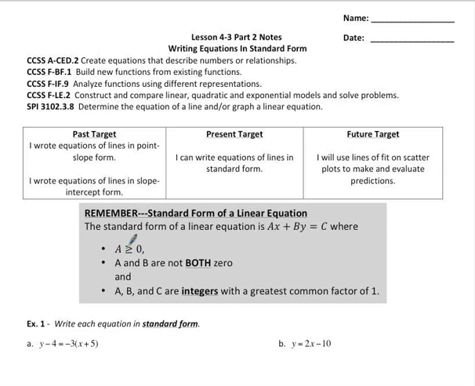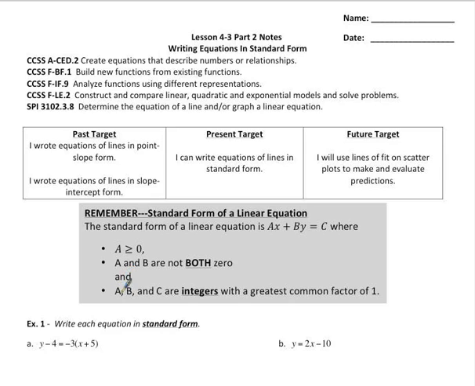So a has to be greater than or equal to 0. Okay, so it has to be a positive number or 0. It cannot be a negative number here. A and B are not both 0. So we have to have either an x term or a y term. If those both dropped out, that would mean we no longer have a line because we just have a number equal to a number. There's nothing changing. There's no term that can change as we do our line, as we plot our points.